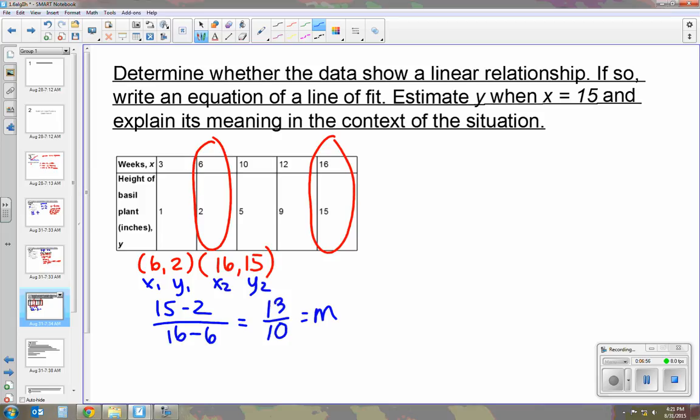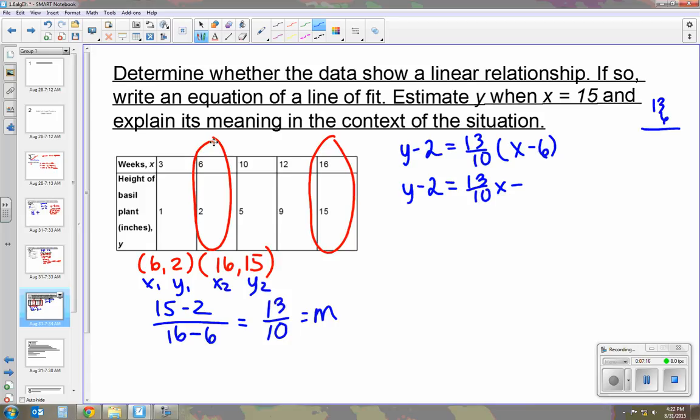So we can do y minus 2 equals 13 tenths times (x minus 6). So we have y minus 2 equals 13 tenths x minus, let's do 13 times 6, 78 tenths. And then we're going to add the 2.